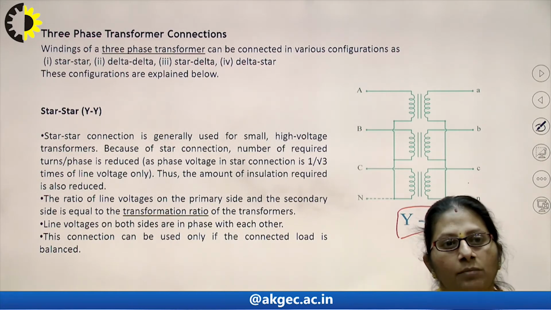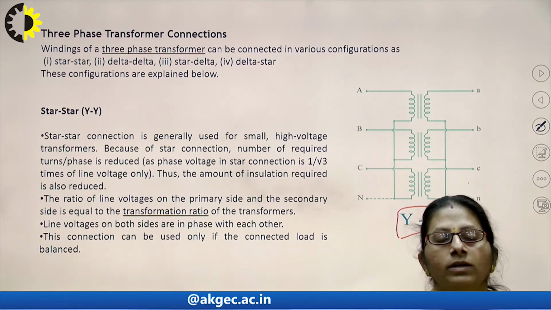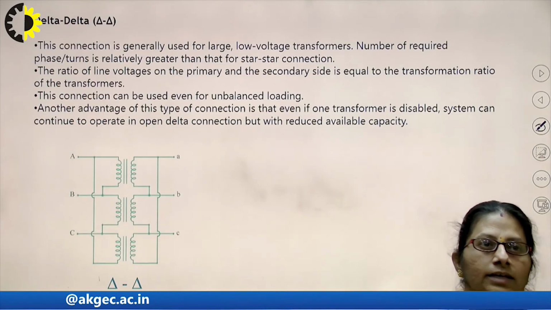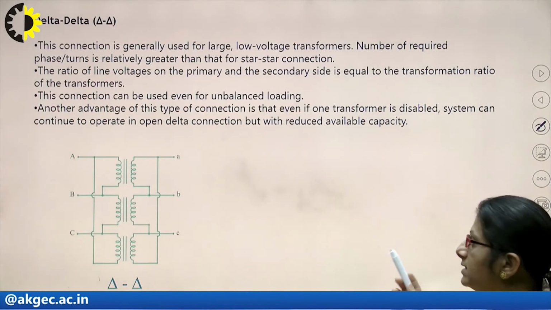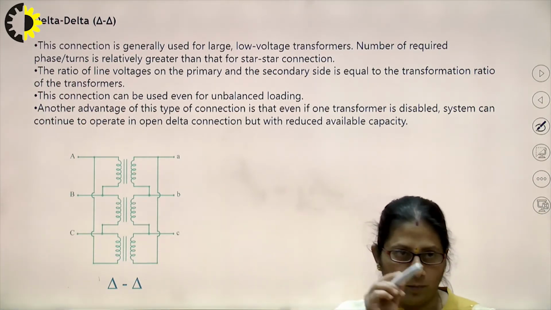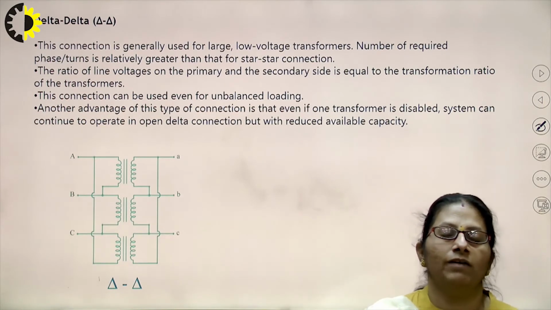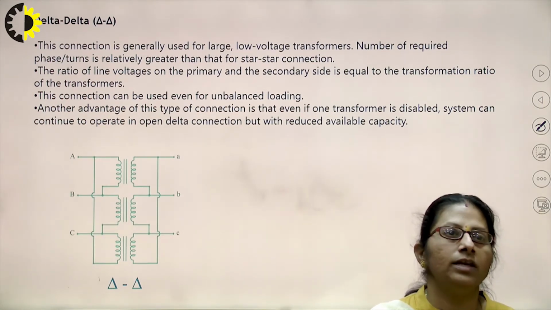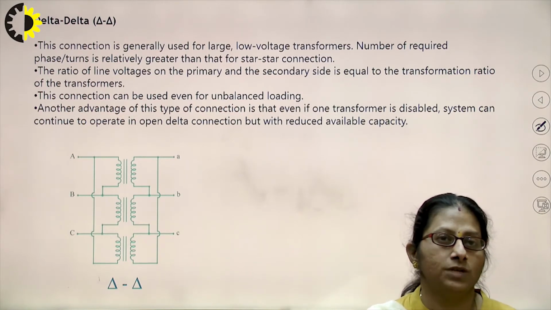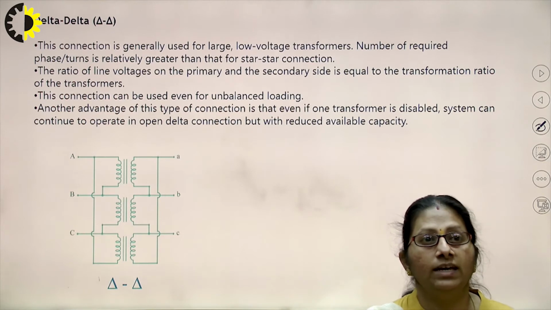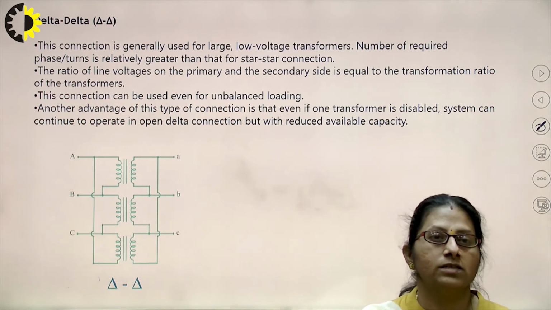This connection can be used only if the connected load is balanced. Now for the delta-delta. In this case, the primary and the secondary, both of them are connected in delta, forming a loop. We know a delta connection, we have seen that in three-phase connections. This connection is generally used for large low voltage transformers.